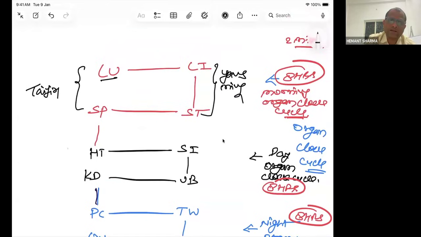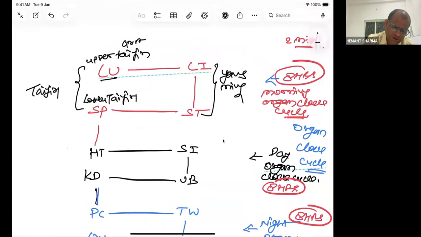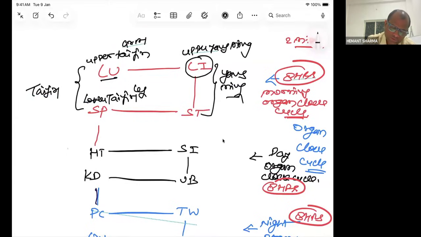Lung means upper Tai Yin because it is in the upper body. Spleen means lower Tai Yin because it is in the lower body. Upper body we can understand with the arms and lower body with the legs. In the same way we talk about Yang Ming. Large intestine is upper Yang Ming in the upper body and stomach is the lower Yang Ming, in the lower body.